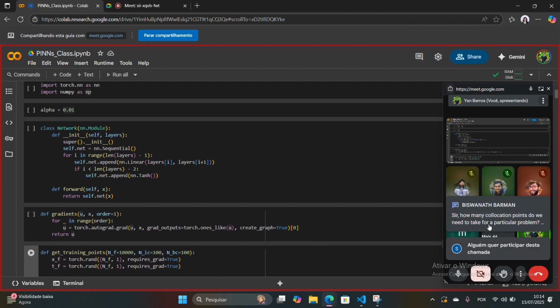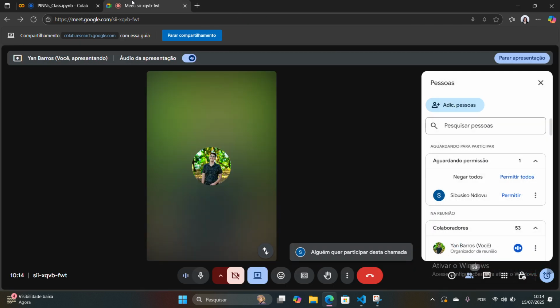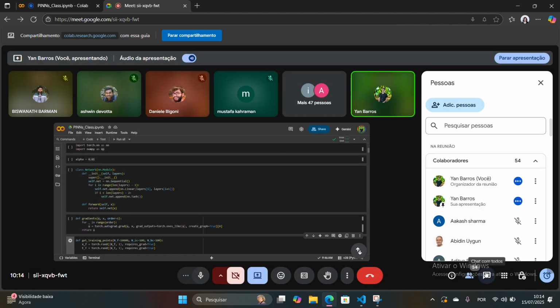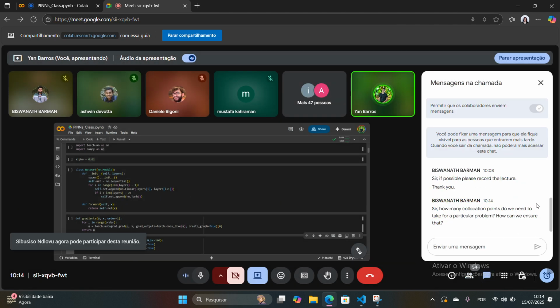So how many collocation points do we need to take? Yeah, this is a great question. Just let me check here. Mr. Biswanath Barman asked: sir, how many collocation points do we need to take for a particular problem? How can we ensure that? This is a really good question, because depending on the problem, when I looked at the Raissi papers, we had different numbers of collocation points. So depending on the complexity of the problem, we need to use more.